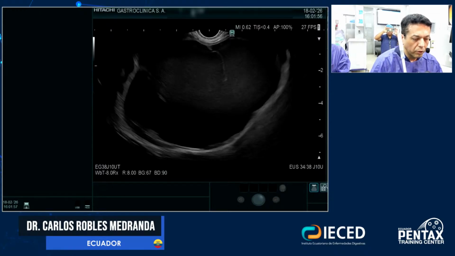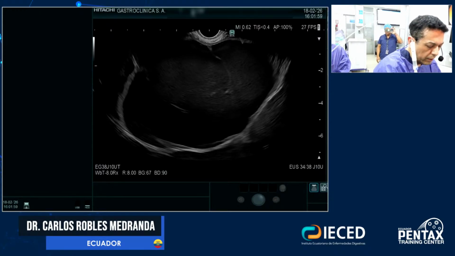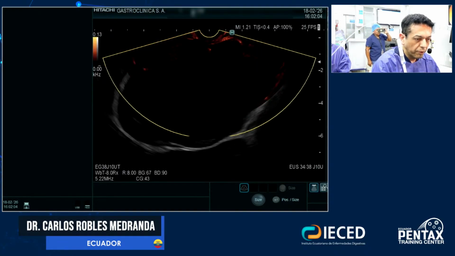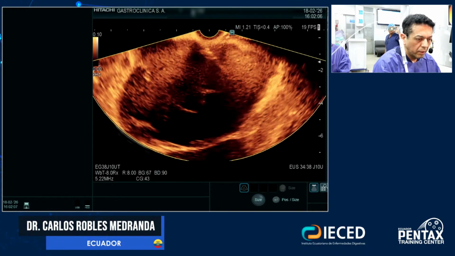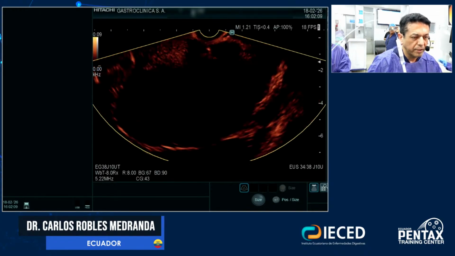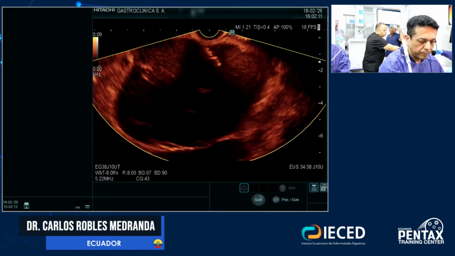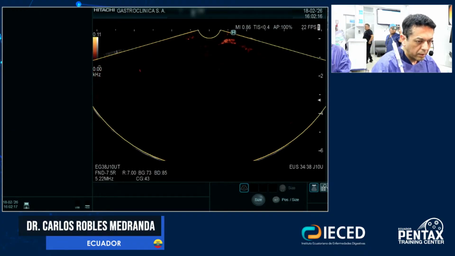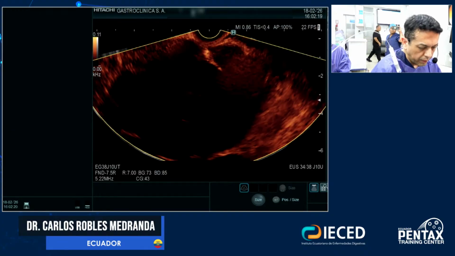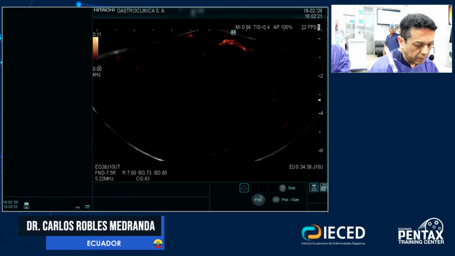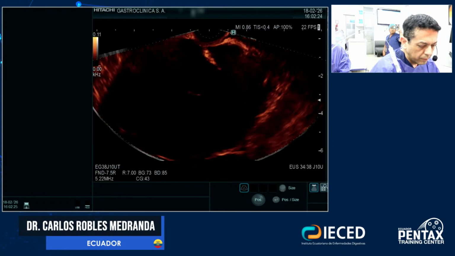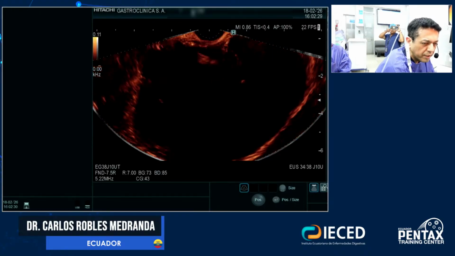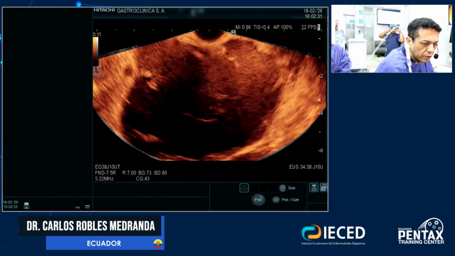So I will use different technologies. First, I will use DFI, detective flow imaging, from the Hitachi Aloka Fujifilm technology. You can see here very well. So I am adjusting. You can see here the walls inside.